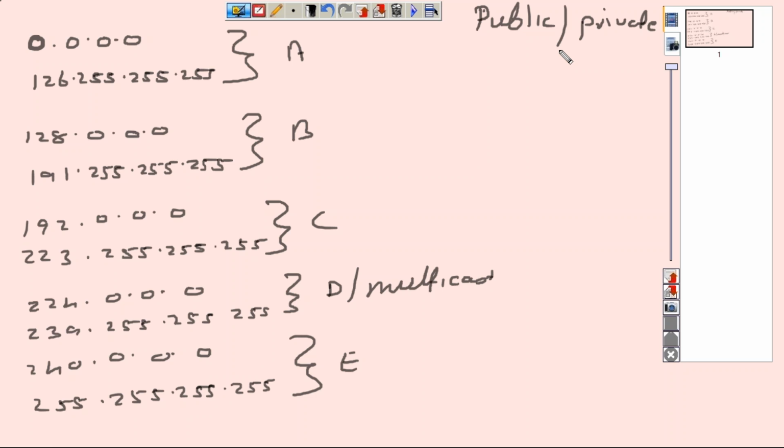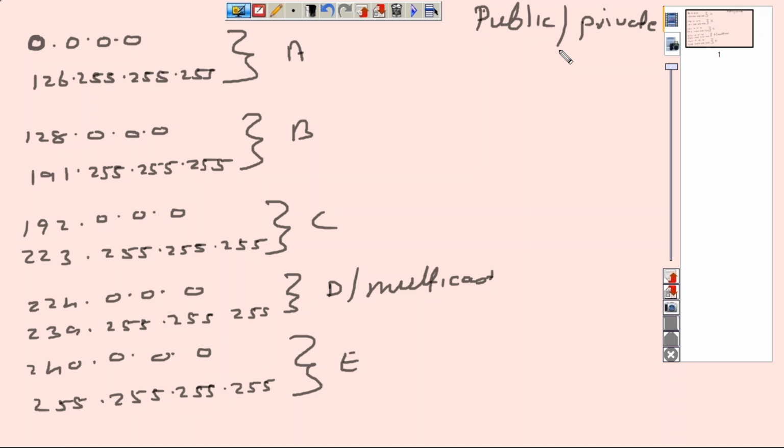Public IP addresses means they have to be unique in the world and they have to be assigned to you. You cannot just use any number, right? Now, private addresses in that particular range, anybody can use within their network. There's no restriction.